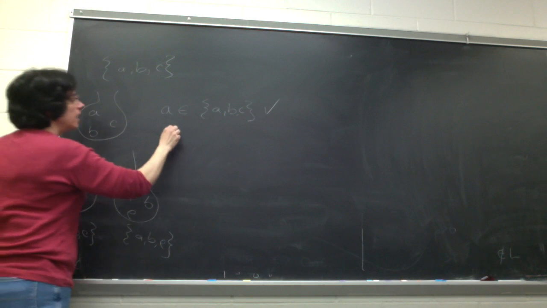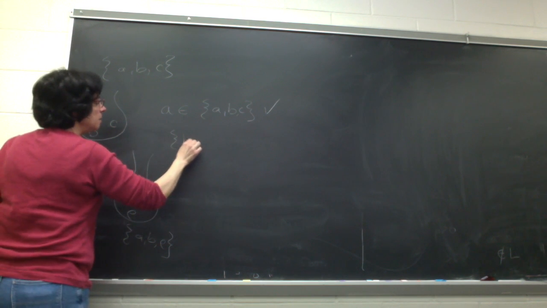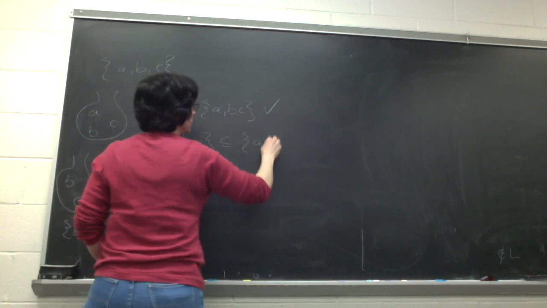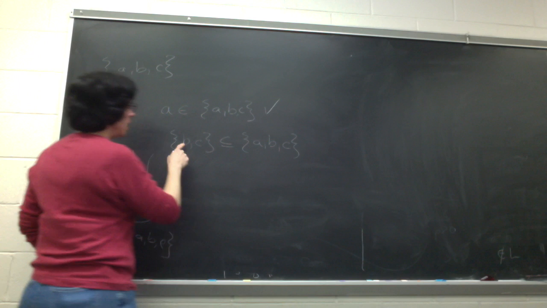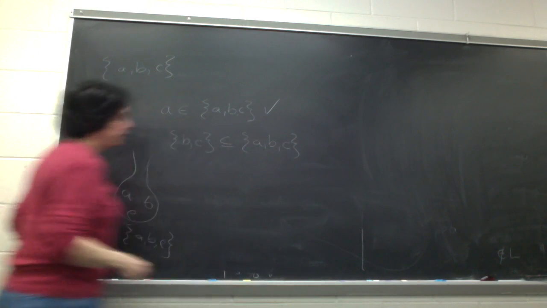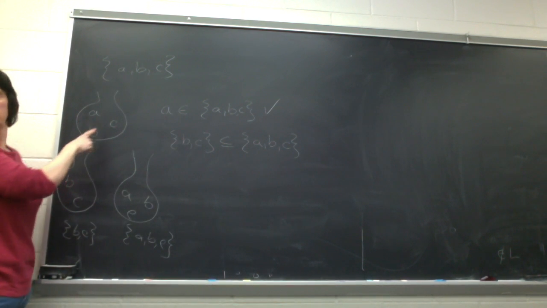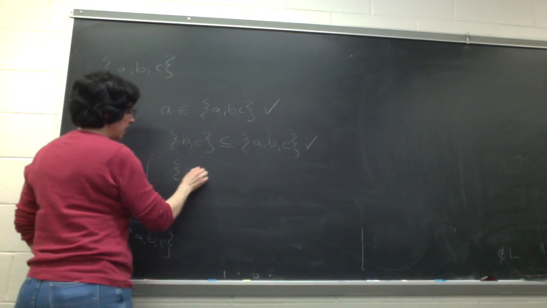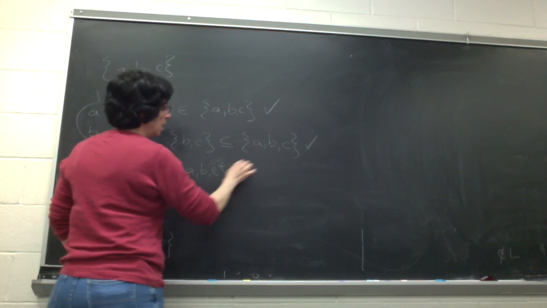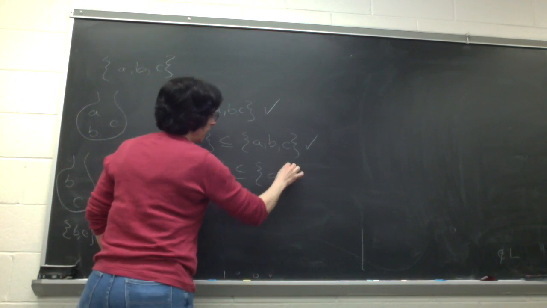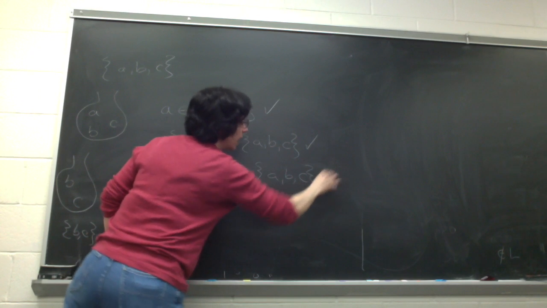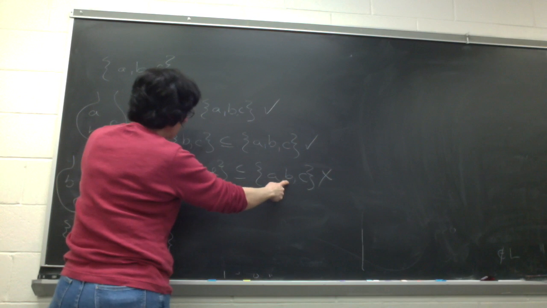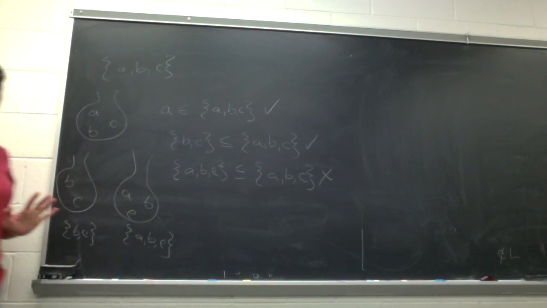So if I say, is the set BC a subset of the set ABC, that's saying, everything in here, is that in here? The answer for this one would be yes. But if I say, is the set ABE a subset of ABC, I'd say, no way, because the A is in here and the B is in here, but the E is not in here, so it's not a subset.